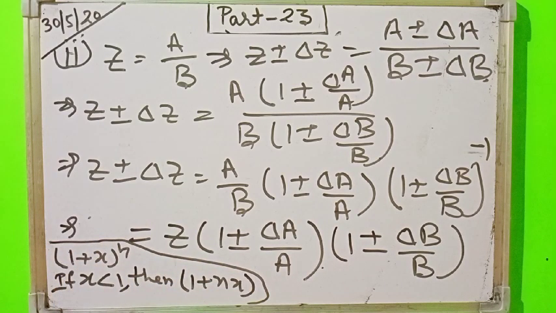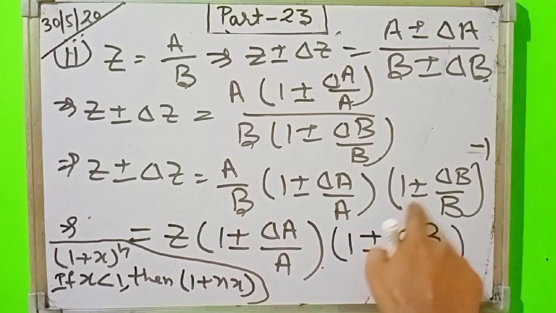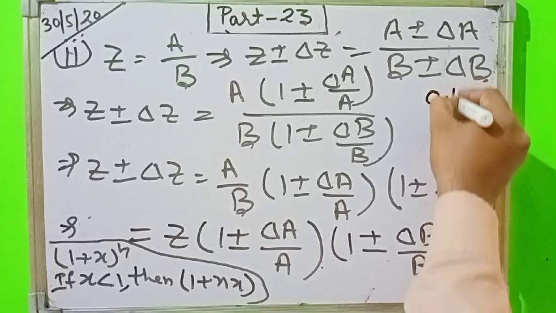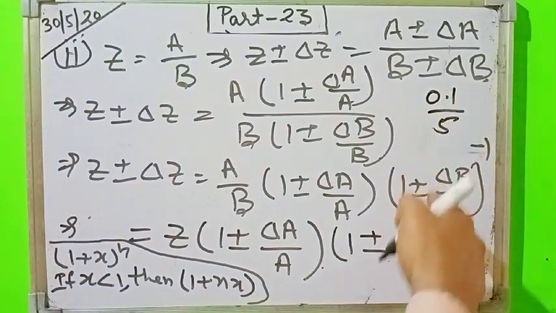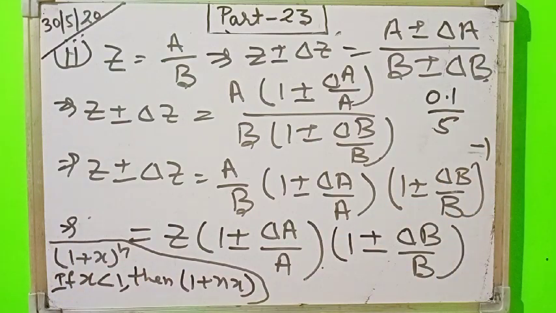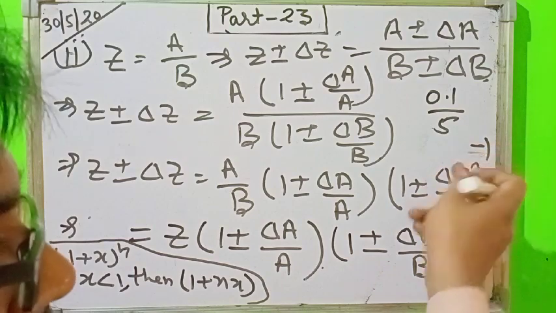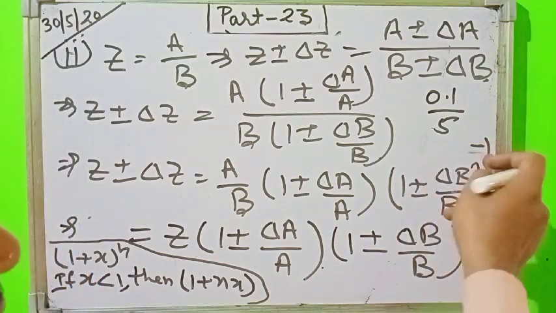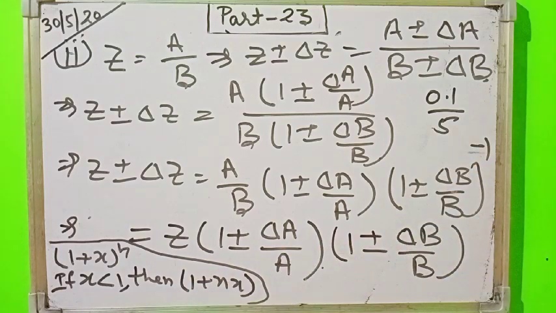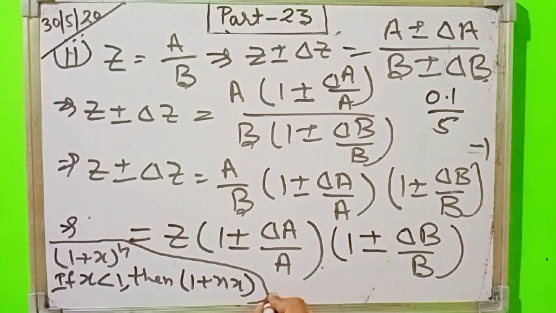If x is less than 1. How x? Here also it is 1 plus minus x, and x is less than 1 because 0.1 upon 5, this value, is a very small quantity upon a big quantity. Obviously its value will be less than 1. So the power of this factor is going to be multiplied with this quantity, and we will get the value 1 plus minus delta A upon A into 1 plus minus delta B upon B. We had applied this condition here.